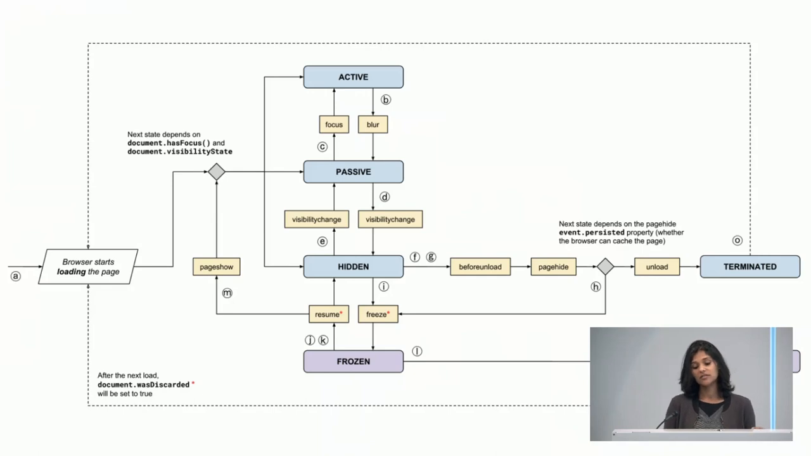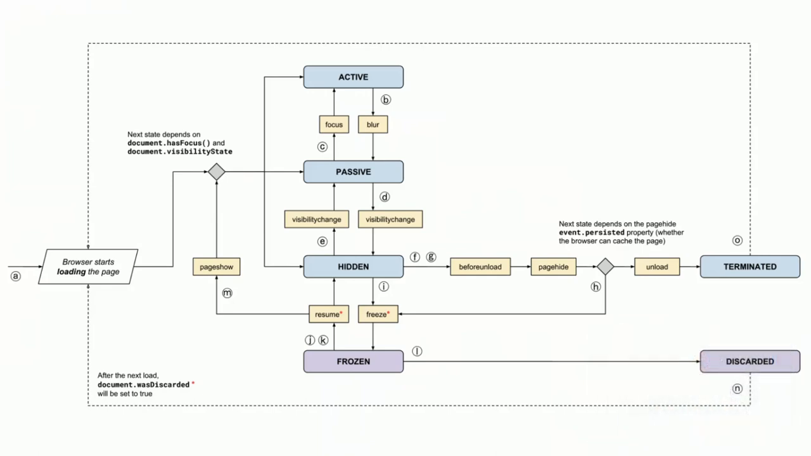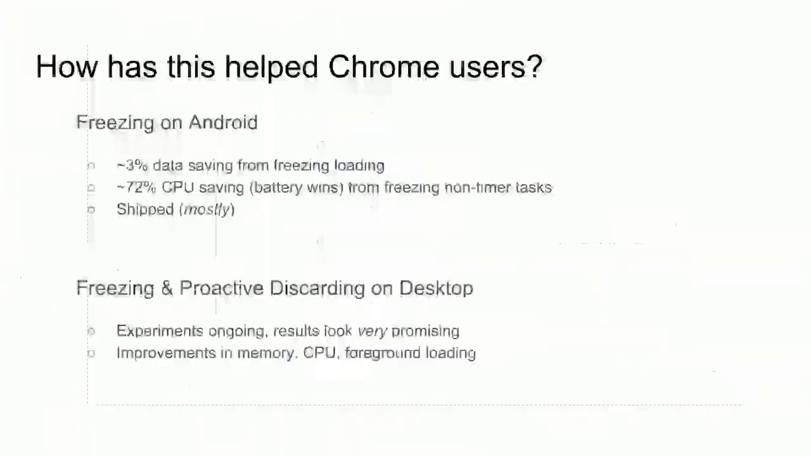The blue boxes are basically user-initiated state changes: active, passive, hidden, and terminated. And the purple boxes are the new system-initiated lifecycle states that we created, the frozen state and the discarded state. And there are events and an API surface that tells you when transitions happen here.